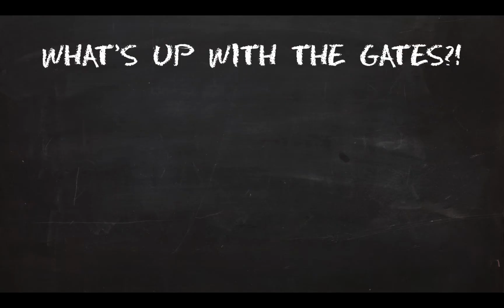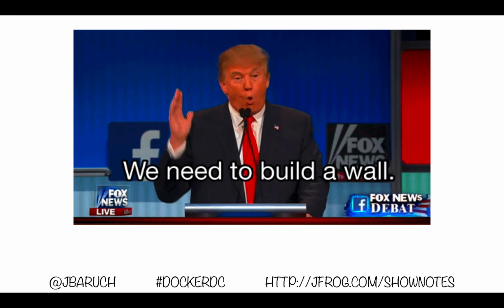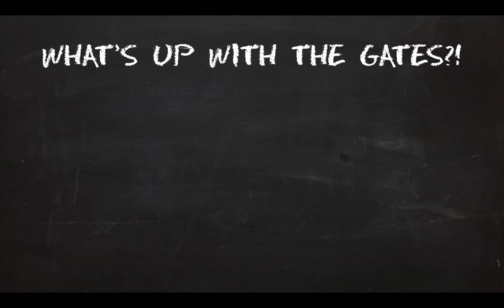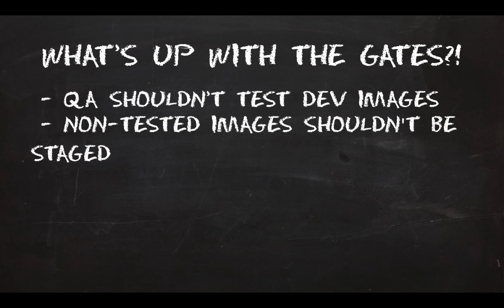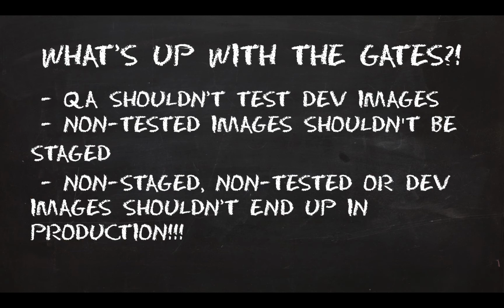And now it's about time that you should ask what's up with those gates and why this guy is so upset with them, so obsessed with them, it almost looks like that. Well, the difference is I have a good reason. And the reason is that the QA shouldn't test images which are not ready to QA. The not tested images should not be staged. And the most important, not staged, not tested, or dev images should never ever end up in production. And the only way you can guarantee that is having strong quality gates.